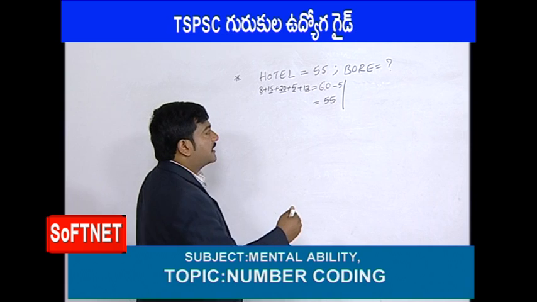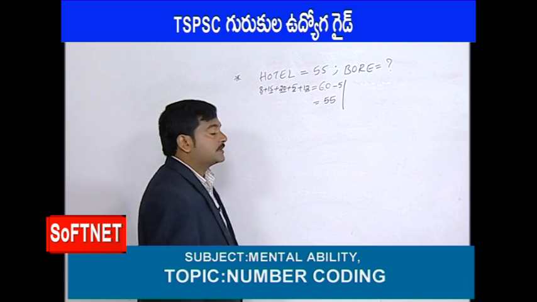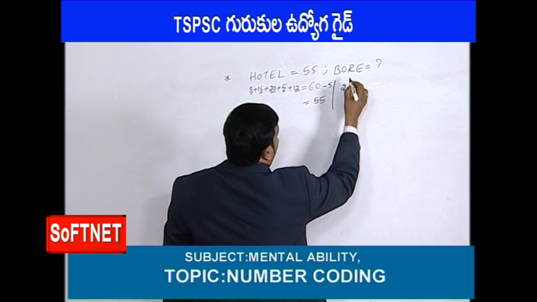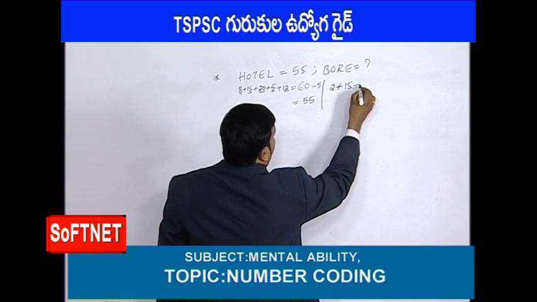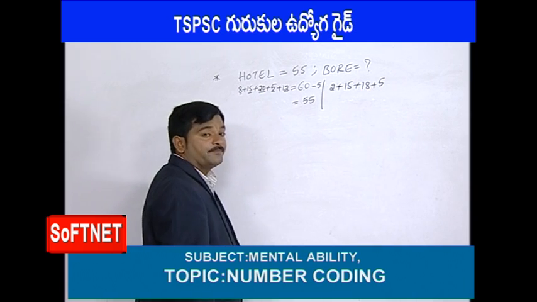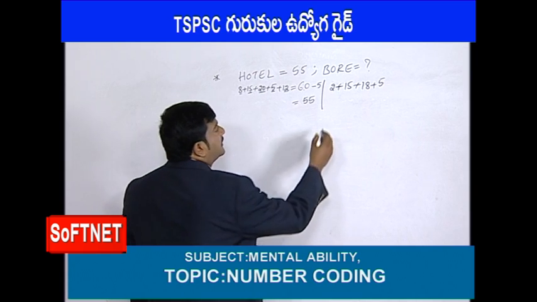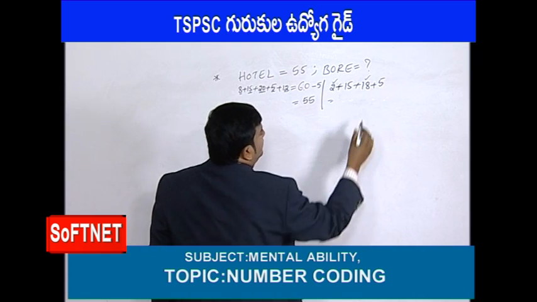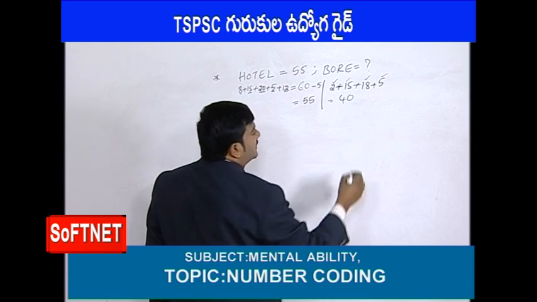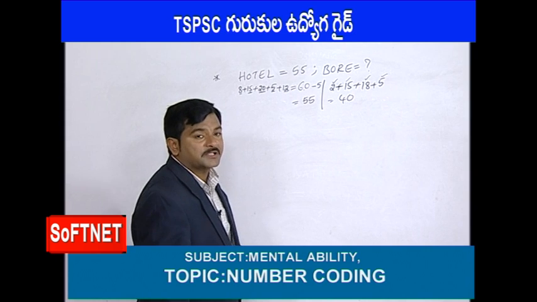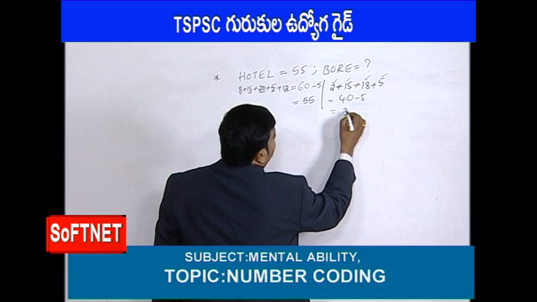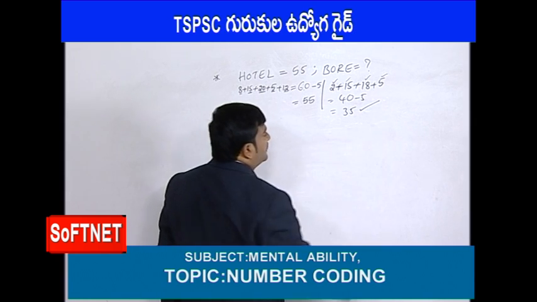Same concept we can apply for the word bore also. BORE, bore. B means how much? 2. O means how much? 15. R means how much? 18. E means how much? 5. Add all these values. What am I getting? See, 2 plus 18, 20. 15 plus 5, 20. 20 plus 20, how much am I getting? 40. How much do I need to subtract now? 5 I need to subtract. 40 minus 5 means how much? 35. Okay. This is the preferable answer.